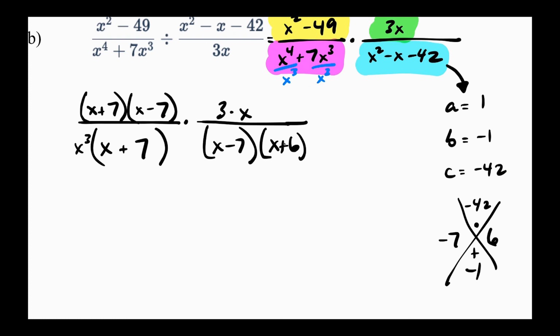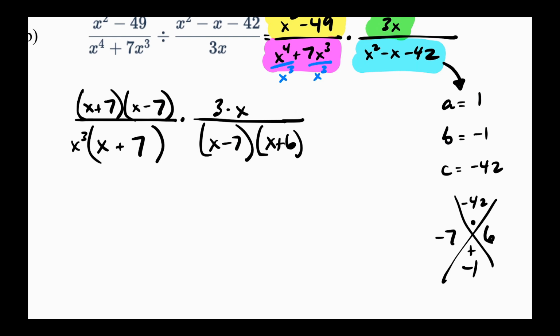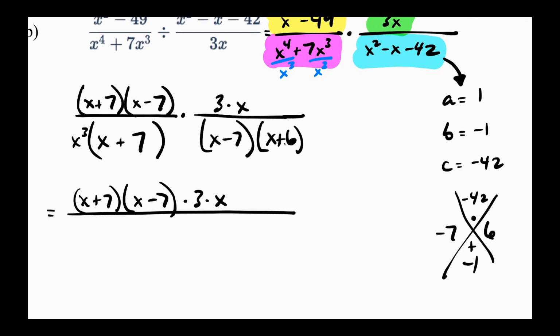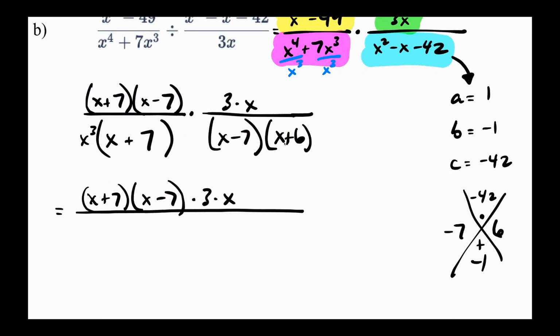Okay. The next step says multiply. In quotations, it says multiply. That means put them all under the same set of 2 separate fractions. You put them under the same one. So on the top, I have an x plus 7 and an x minus 7, and then I have a 3 and I have an x. On the bottom, I have an x to the 3rd power, I have an x plus 7, x minus 7, and an x plus 6.